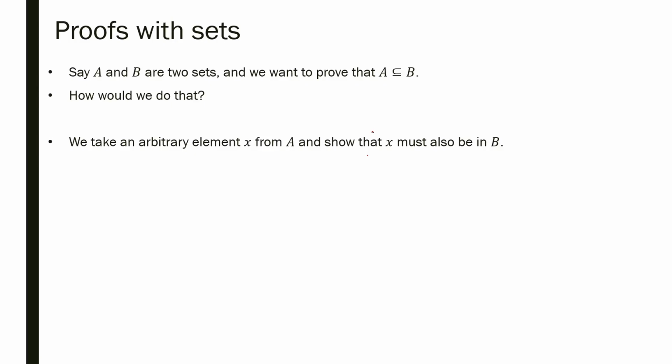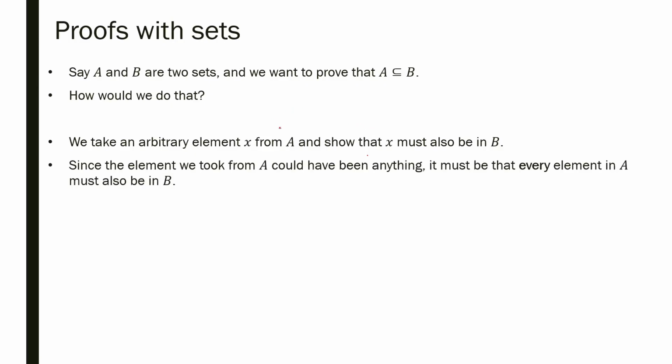Why? Well, if we take an element from A, that element could have been literally anything. So since we're taking an arbitrary element, this element could be anything you want from A. And we're showing that this arbitrary element is also in B. That must mean that every element in A must also be in B, right? Because X is arbitrary. X could have been anything in A. Therefore, everything in A has to also be in B. Yeah, so that would mean A is a subset of B.